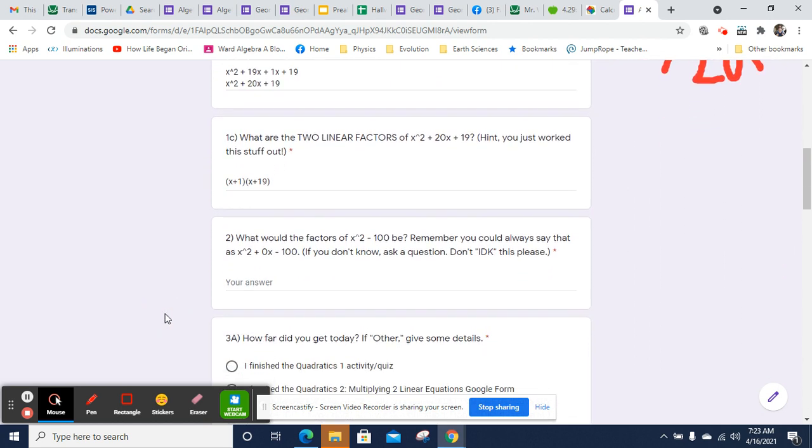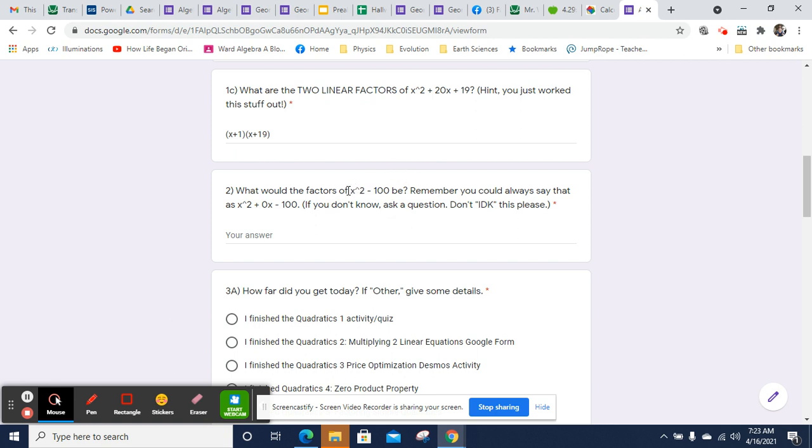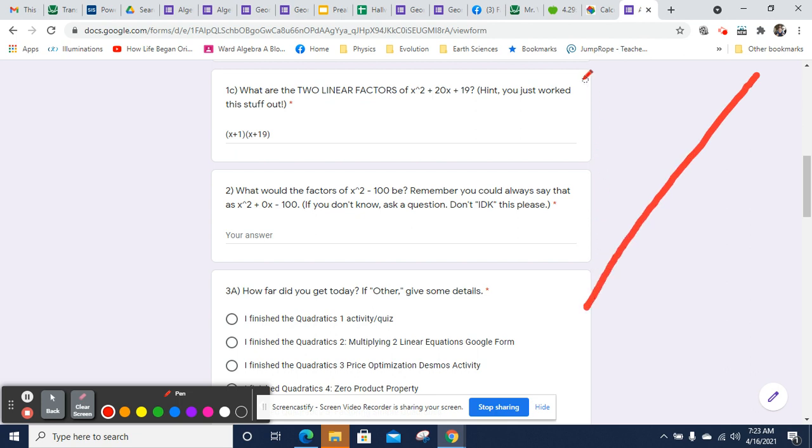Now, what would be the factors of x squared minus 100? Remember, we could write that as x squared plus 0x minus 100. However, you might have already worked out that that's a difference of squares. So you're going to end up being x plus the square root of 100 and x minus the square root of 100. But let's prove it.